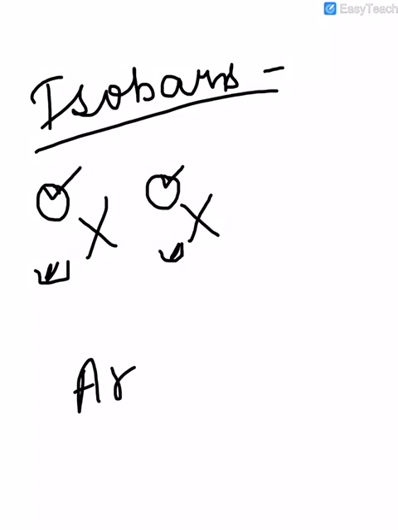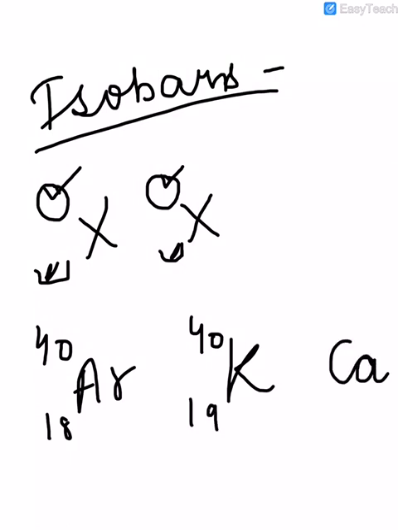Example: argon and potassium. The mass number for argon and potassium is the same, that is 40, and the atomic number for argon is 18 and the atomic number for potassium is 19. Also for calcium, the mass number is the same, 40, right, but the atomic number is 20. So these three elements are isobars.